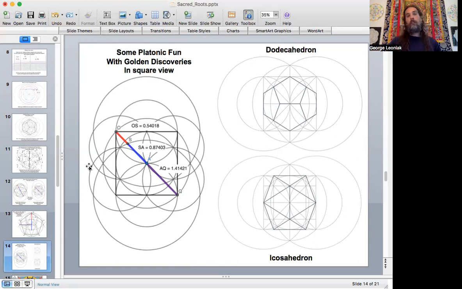So let's have some little Platonic fun here with some golden discoveries based on square view. So here's this intersection, and nicely, that's where the square of the dodecahedron, the cube of the dodecahedron, intersects. So if I just extend the line down to the outer edge of the cube, then all of a sudden, wham, I got the dodecahedron, just like that. Very simple dodecahedron. Now remember, I teach also how to show all the golden ratio circles to produce the same drawing. It's one of the bases of new geometry, is working with the golden circles.